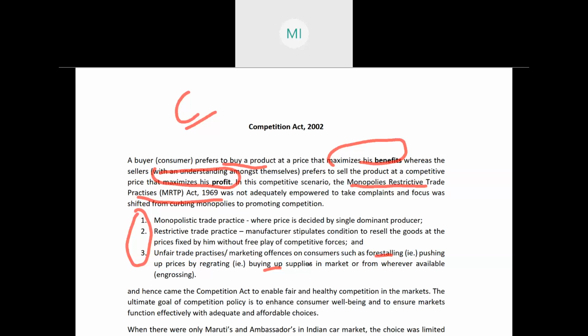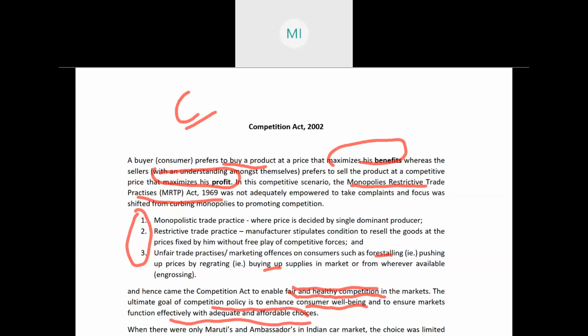Okay, so the reason why the Competition Act came into place was that the MRTP Act was not successful in curbing monopolies, but then they thought we should promote fair and healthy competition in the market. It doesn't matter whether there is a monopoly, but we should have fair and healthy competition in the market, so that there is consumer well-being, and markets function effectively with adequate and affordable choices.